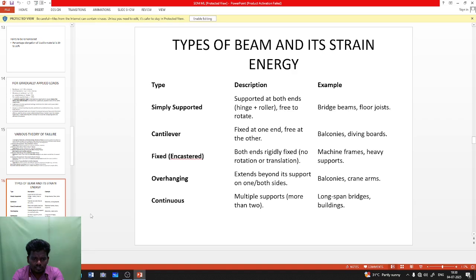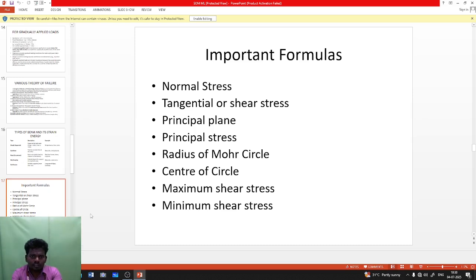Fixed, which is also known as encastre: both ends rigidly fixed, no rotation or translation. Examples are machine frames and heavy supports. Overhanging: extends beyond its support on one or both ends. Examples are balconies, crane arms, etc. Continuous: multiple supports, more than two, as in long span bridges or buildings. The important formulas we will see later, because now we have to see the outline of the content.